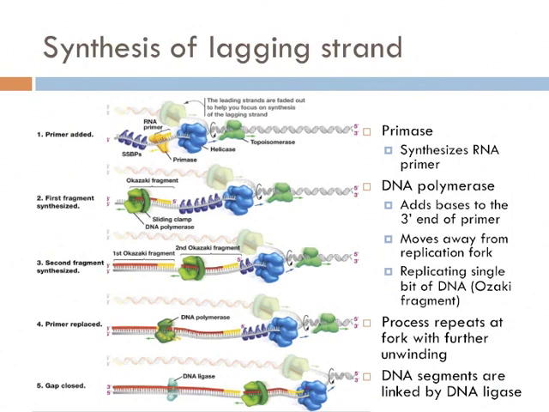This process repeats at the fork with further unwinding of the DNA. What is left is a bunch of Okazaki fragments along the DNA template. Finally, the DNA segments are attached to each other with DNA ligase.